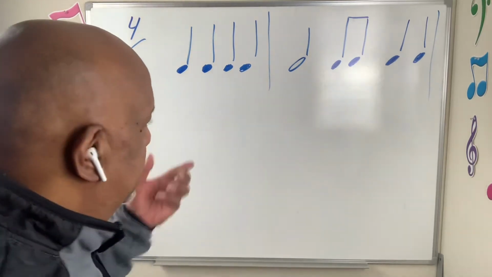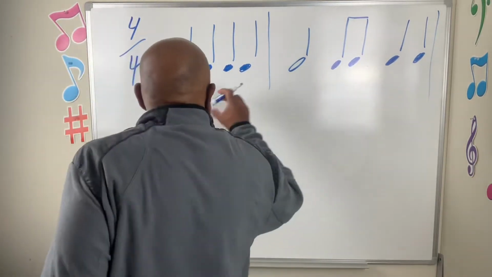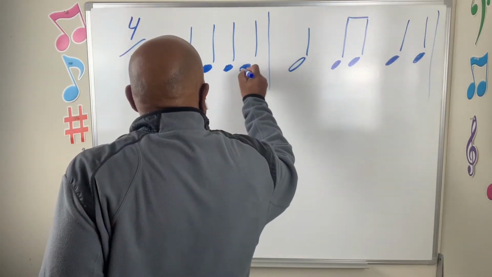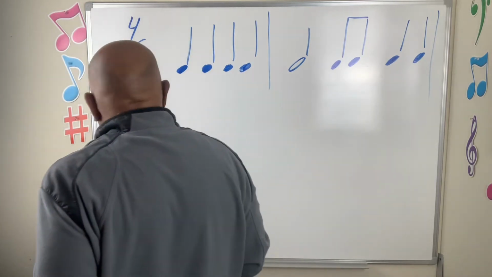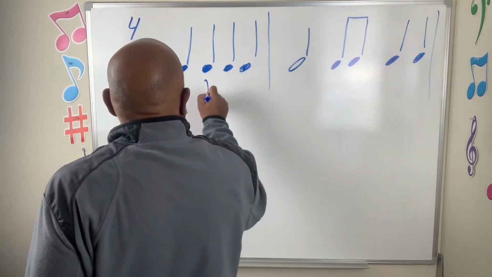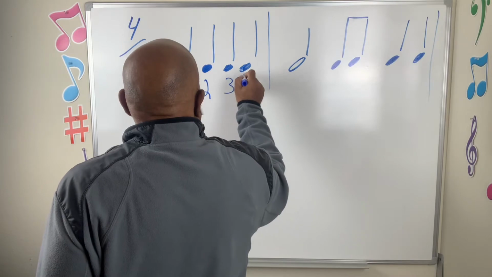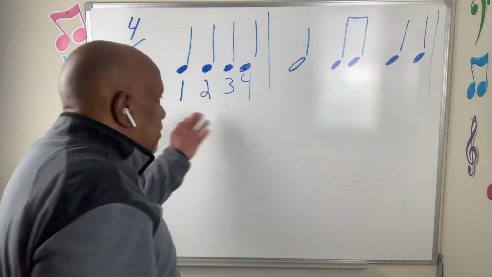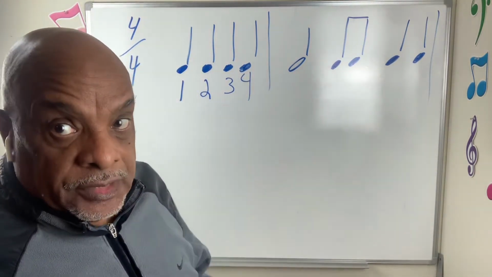Okay, let's look at it. Let's see what we got. We have 4 quarter notes, and a quarter note gets 1 beat. So that's 1, 2, 3, 4. Okay, there are 4 beats in that particular measure.